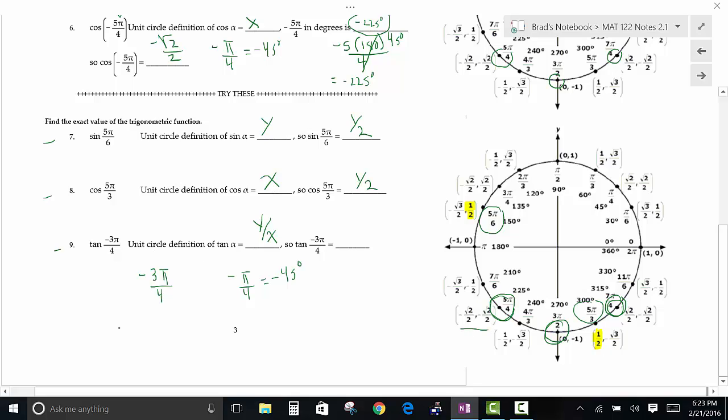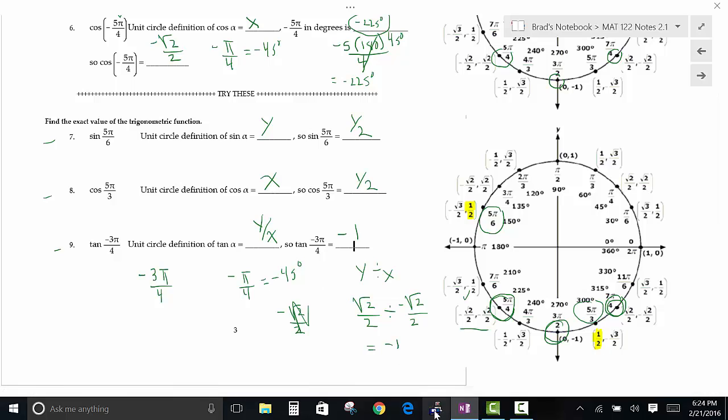So when we do this now, the x value is negative square root of 2 over 2. Then we're going to divide, whoops, I need to do the y value like this. I need to do y over x, y divided by x. So the y value is square root of 2 over 2, divided by the x value, which is negative square root of 2 over 2. So the answer to that, of course, would be negative 1. Right? So the tangent of negative 3 pi over 4 is going to be negative 1.